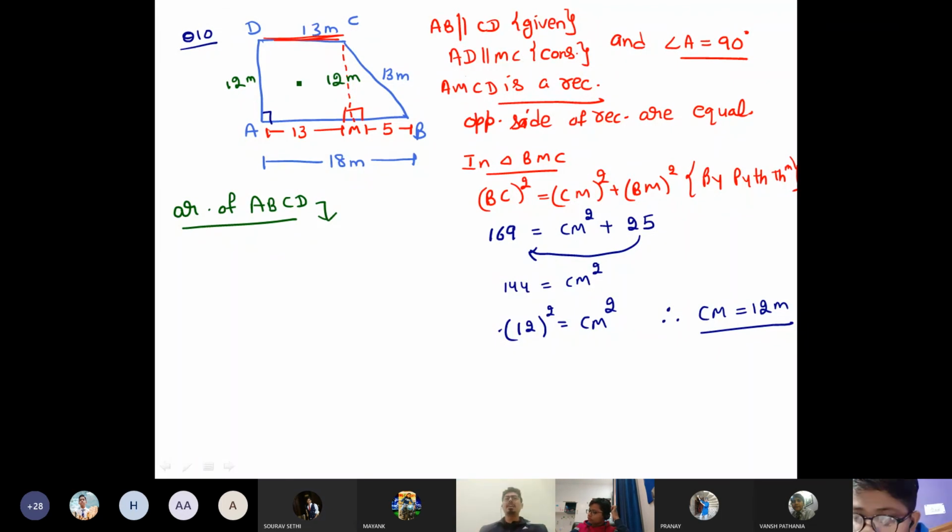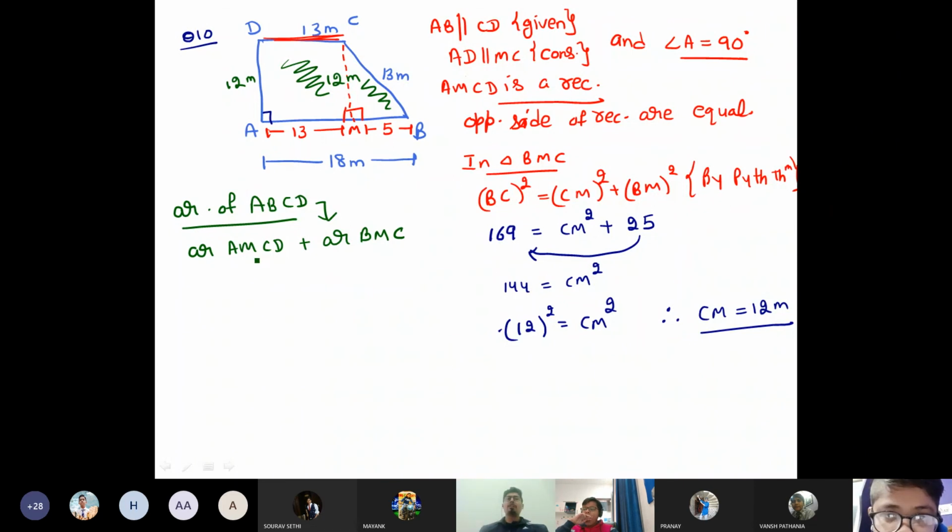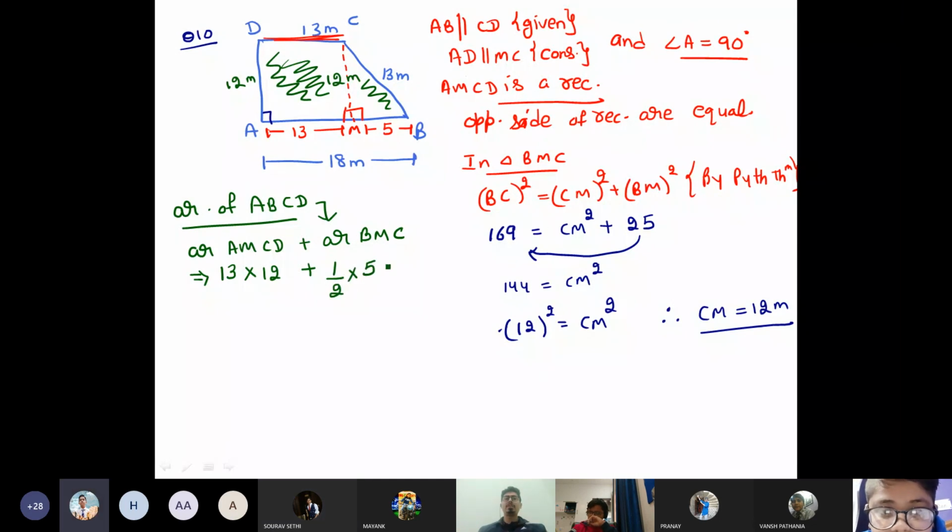I can write it like this: the area of this rectangle plus area of this triangle. I can write it like this: area of AMCD plus area of BMC. Area of AMCD, this one, this is a rectangle, and the area of a rectangle is length into breadth. Length is 13, breadth is 12. So 13 multiplied by 12 plus area of triangle, it is half into base into altitude. Base is 5, altitude is 12.